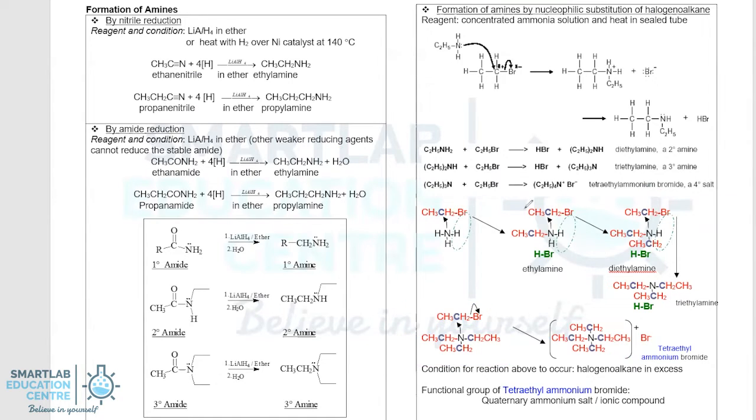It is also important to highlight that if any of the halogenoalkane reacts either with amine or ammonia, and halogenoalkane is in excess, then the reaction would definitely continue to cascade until you end up with quaternary ammonium salt.